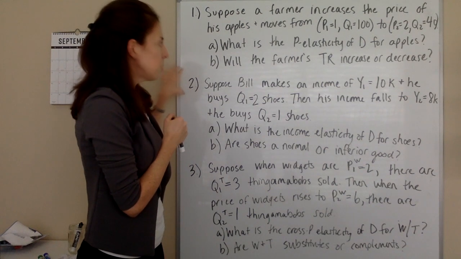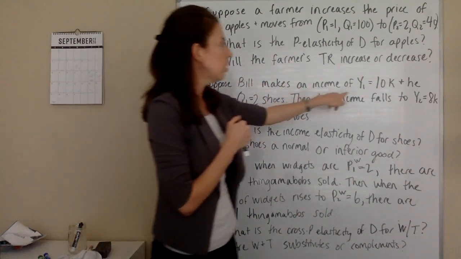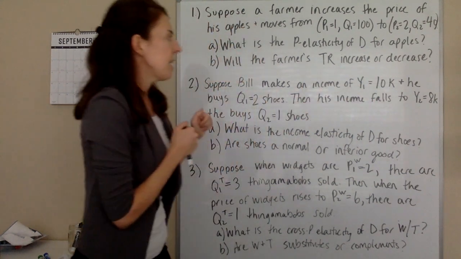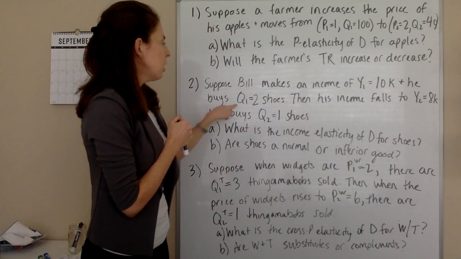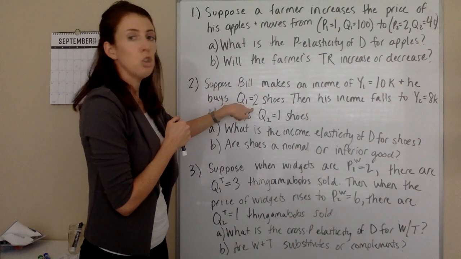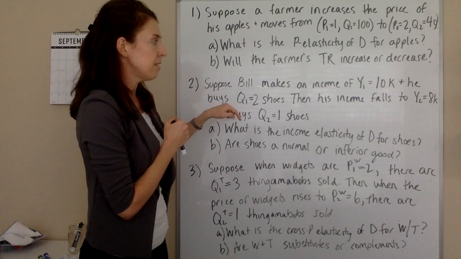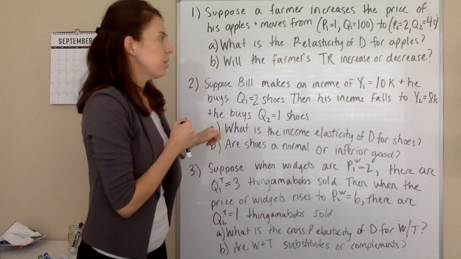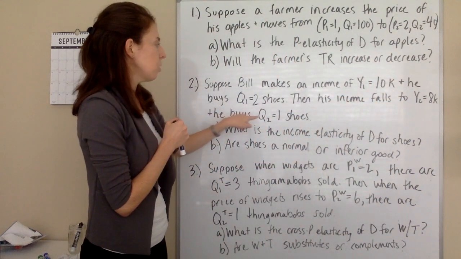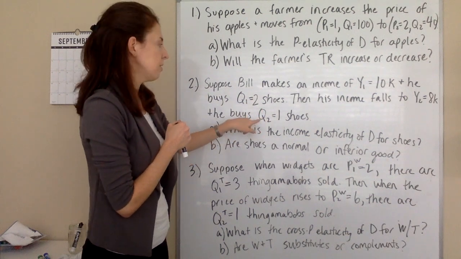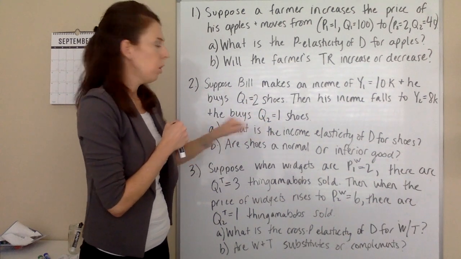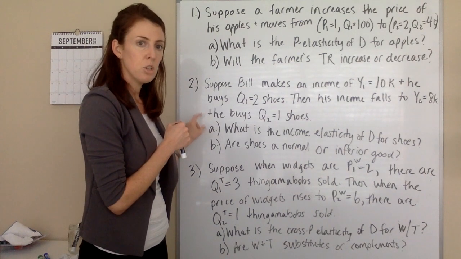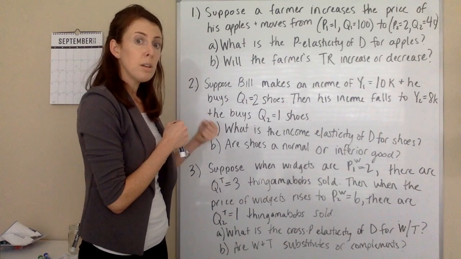So suppose Bill makes an income of Y1 equals $10,000, and he buys an initial quantity of 2 shoes. Okay, after that, his income falls to $8,000, and with an income of $8,000, he buys 1 pair of shoes. So his second quantity of shoes is 1. Okay, part 1 is you need to calculate the income elasticity of demand for shoes. Okay, that will give you a number.